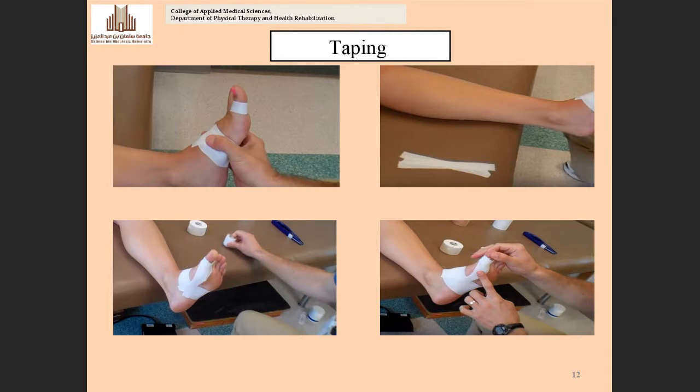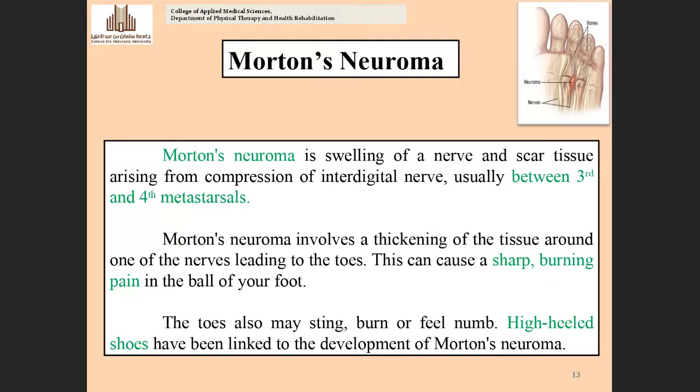Next, we will discuss an important problem in sportspersons, Morton's neuroma. This is a common problem that you can expect in persons involved in any type of games. So what does it mean? Morton's neuroma means a swelling of a nerve and scar tissue arising from the compression of the interdigital nerve.